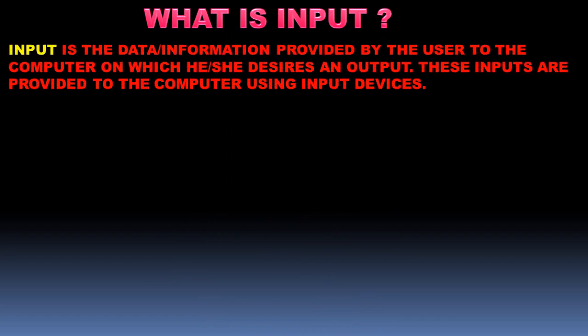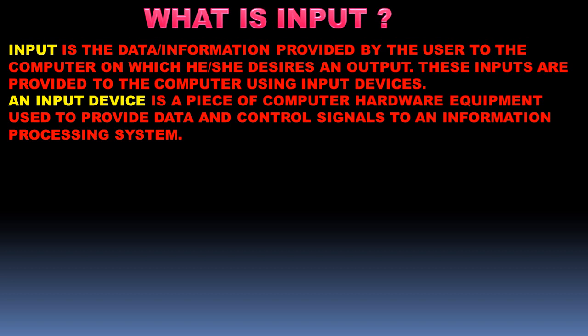What is input? Input is the data or information provided by the user to the computer on which he or she desires an output. These inputs are provided to the computer using input devices. An input device is a piece of computer hardware equipment used to provide data and control signals to an information processing system. Here are some examples of input devices.